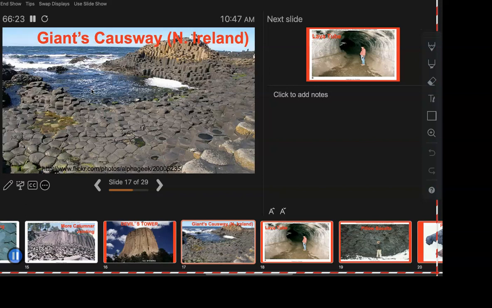But yeah, so this is Giant's Causeway, Northern Ireland. Back in the day, we thought of all kinds of fantastical things. But this was basically just the neck of a volcano. But very cool looking. So columnar jointing.